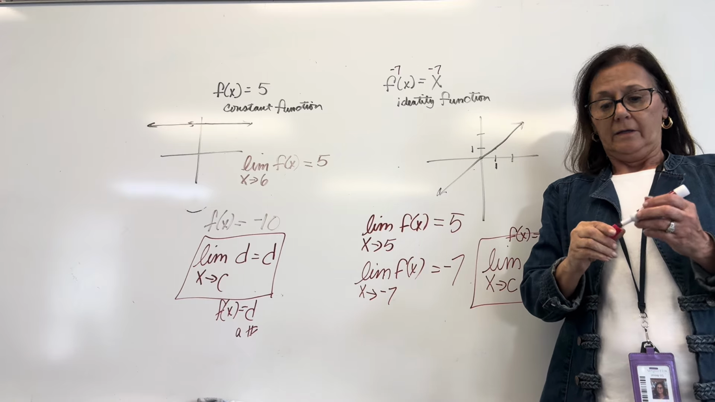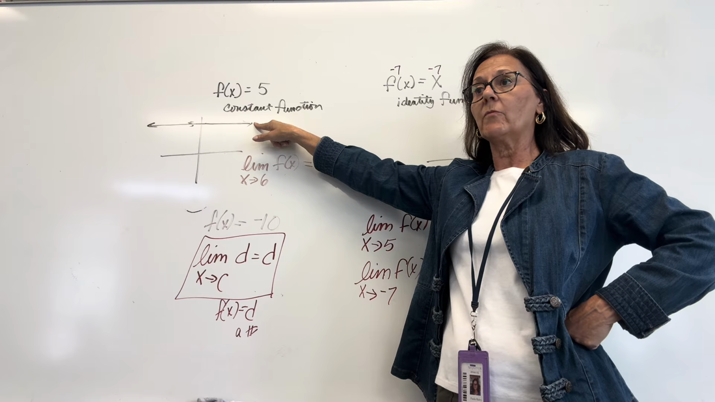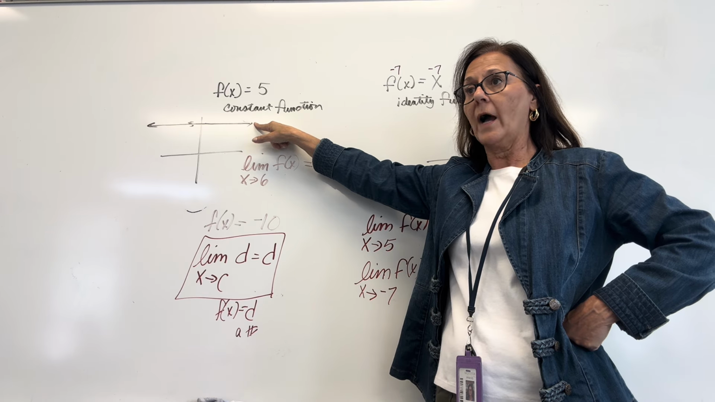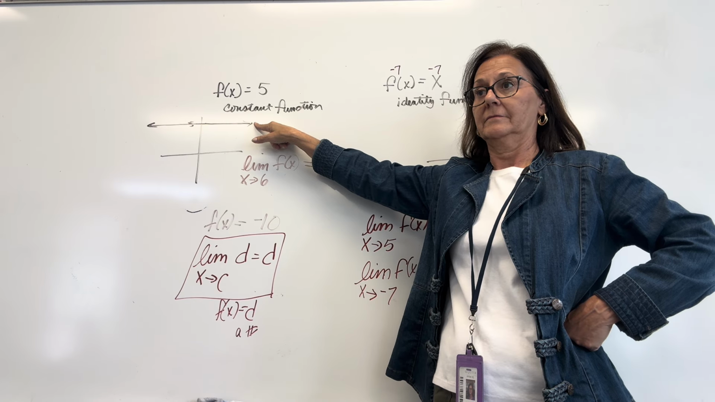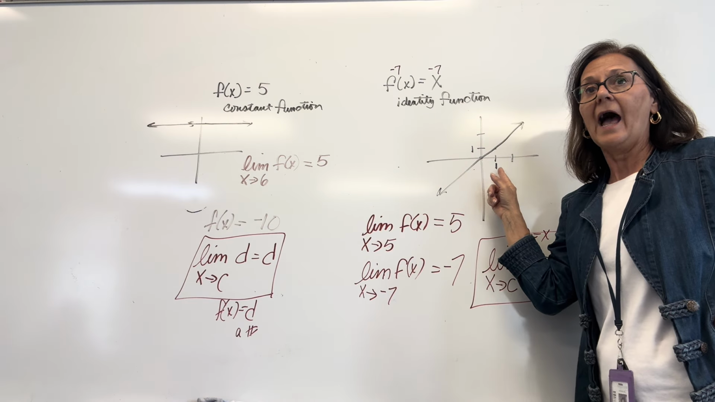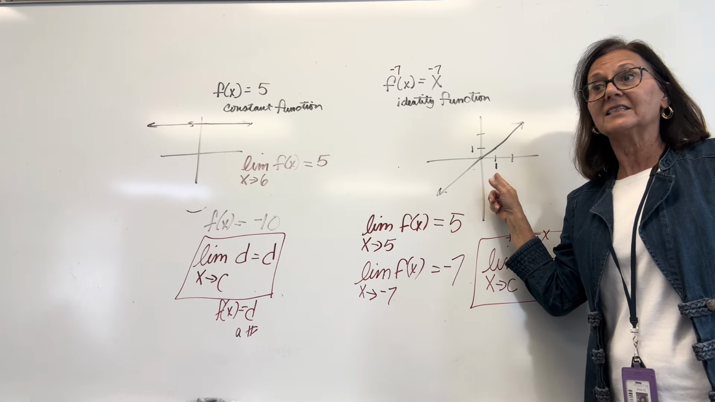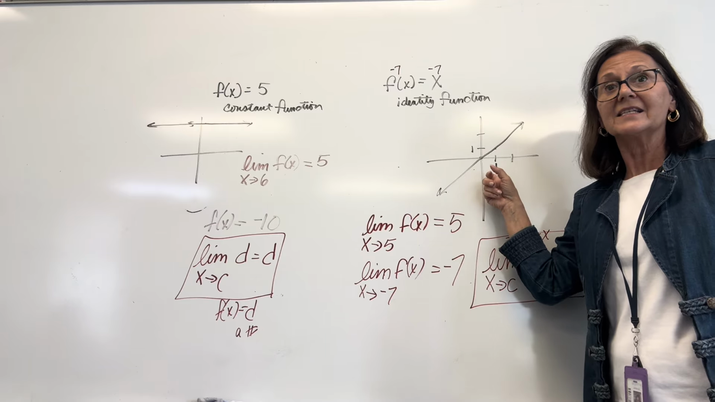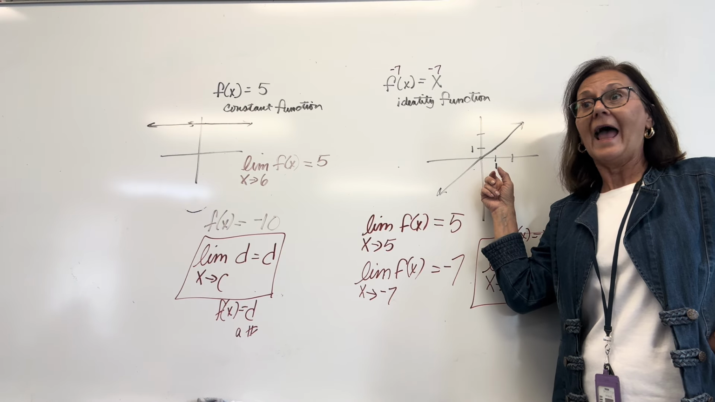Okay? Does y ever change for the constant function? No, it doesn't. So it doesn't matter what value x is approaching. As x approaches 100, y is always going to approach 5 because y never changes in the constant function. It's a horizontal line. And in this one, y changes. How does y change? Whatever x is, that's the value of y in the identity function. So in this case, the limit is always going to be whatever x is approaching.